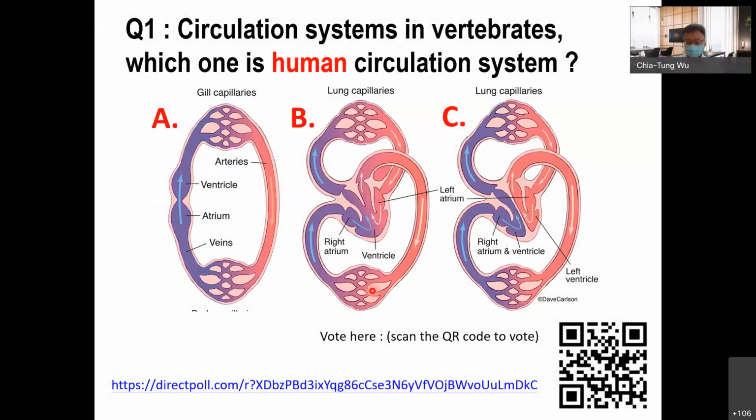I think everybody has a cell phone with you. Please grab your cell phone and scan this QR code. When you scan this QR code, you will find a website where you can vote. Which one of the following pictures is our human circulation system? Please vote. Let me see your response, please.